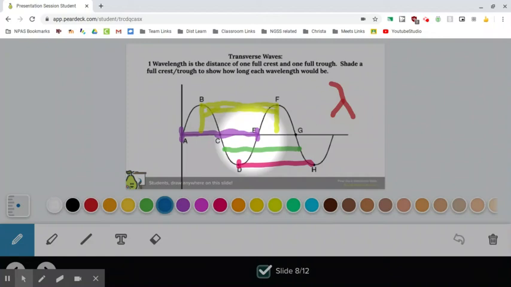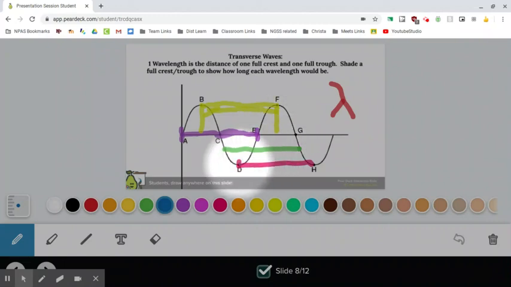But I used the yellow, the green, and the pink in order to show you something else. You see, if I measure from the top of this crest to the top of the next crest, between these two lines, I have half of a crest, a full trough, and another half of a crest. Together, that actually still follows my rules for measuring one wavelength. So I could measure at the top of two crests that are next to each other and know that that is one wavelength. Same thing down with the pink one.